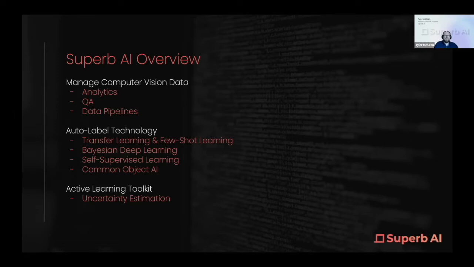Lastly, we have our active learning toolkit, which allows teams to leverage our uncertainty estimation and difficulty scoring to quickly and efficiently identify high-value examples for your model. By leveraging auto-label in conjunction with uncertainty estimation, machine learning teams are able to scale performance of their models more rapidly than ever.